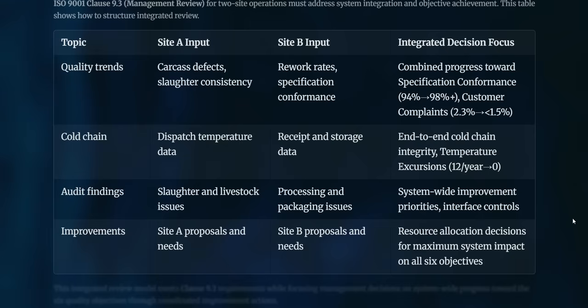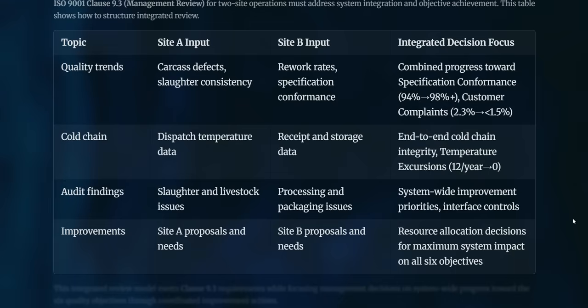Site A input for audit findings includes slaughter and livestock issues. Site B input for audit findings includes processing and packing issues. The integrated decision focus for our audit findings will be system-wide improvement priorities and interface controls.